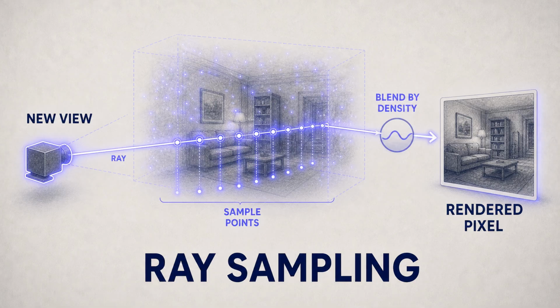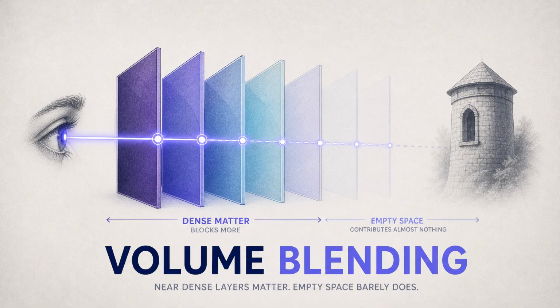Once training is done, we can place a virtual camera somewhere new. For every pixel in that new view, the system casts a ray into the learned field, samples points along it, and blends their predicted colors according to their densities. Think of looking through layers of colored glass. Near-dense layers matter more because they block what is behind them.